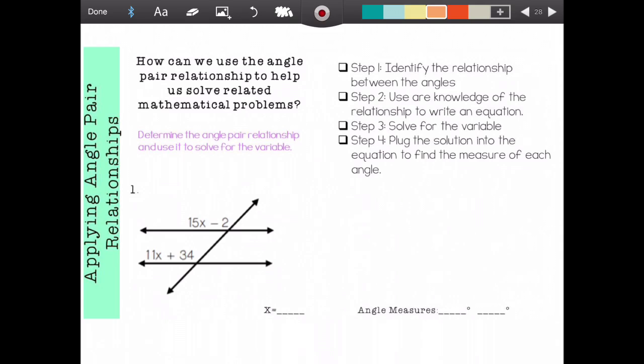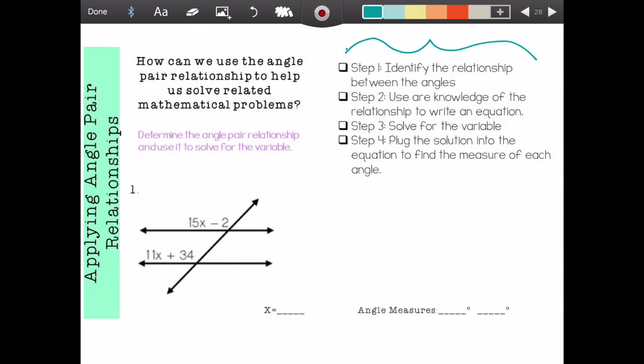So our next one is, again, how can we use angle pair relationships to help us solve related mathematical problems? In this case, it wants us to solve for the variable. But instead of giving the actual angle measures, it gives us expressions. And again, we worked on this last week. So I put the steps here for you to follow.